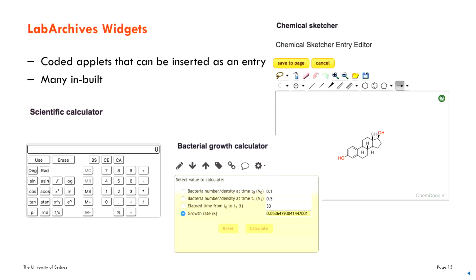So these are LabArchives widgets. Essentially they're little coded applets that can be inserted into any entry anywhere in the notebook. Many of them are inbuilt. Lots of them are around the lab-based sciences. So these are some examples. There's a chemical sketcher, there's a bacterial growth calculator, and a scientific calculator, just as examples of dozens that are there. But you can also build your own widgets.